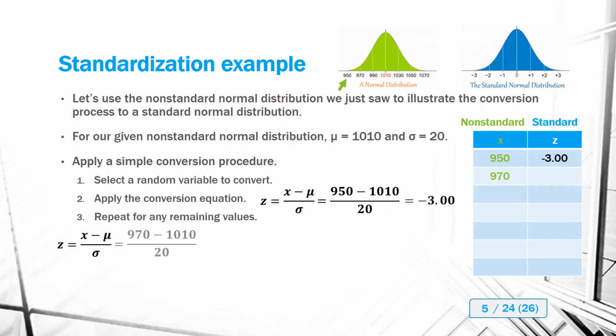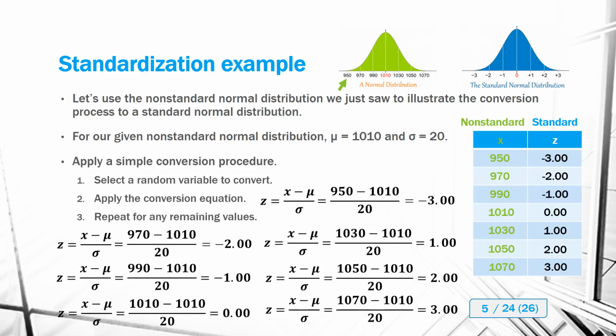Here's our conversion equation. Plug in what we know. Evaluate this. 970 minus 110 is going to be -40 divided by 20. That gives us a -2. So then we fill in the z column in our table, -2. And we continue on this way for the remaining random variables in our non-standard normal distribution, converting them all with equations, filling in the table. And now we have a correlation between the standard normal distribution and the non-standard normal distribution.